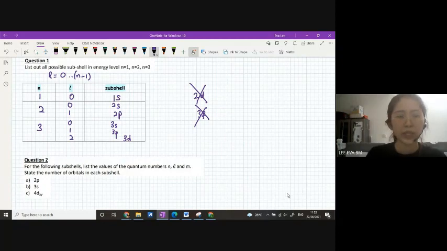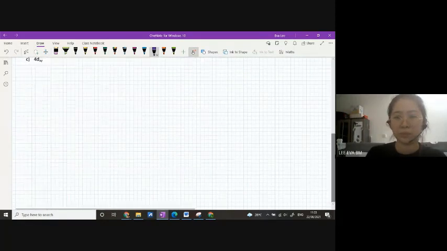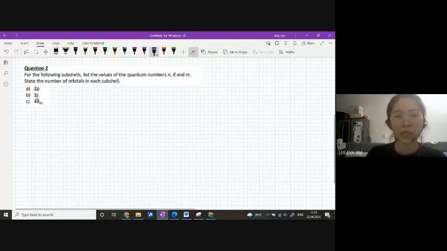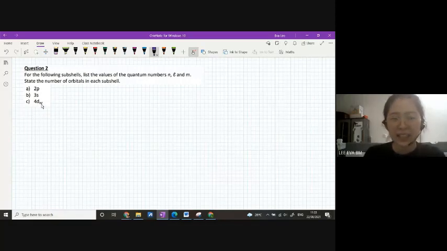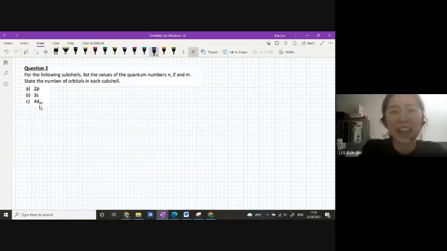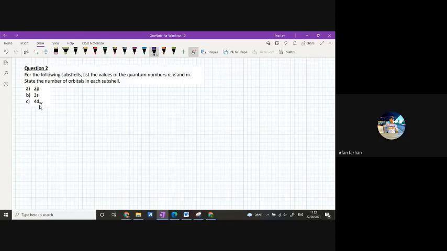Okay. Question number 2. For the following subshells, it gives you 2p, 3s, 4d, xy. Xy adalah satu abbreviation, meaning it is one of the d subshells. Madam nak tanya dekat sini. Dekat D kan, value L dia apa ya? Value L untuk D.